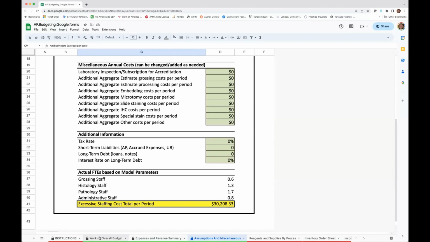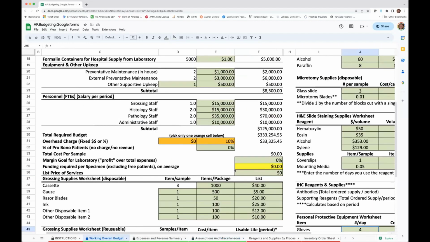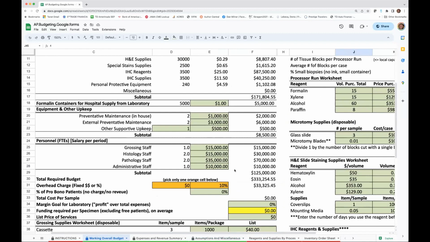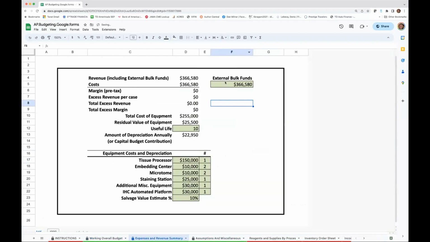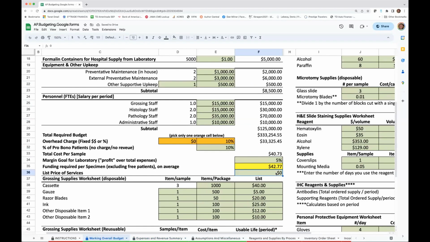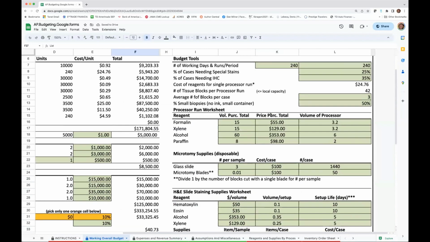So let's come back over here very briefly and look at this again. Okay, so now what I want to show you, let's say 10% of our patients don't pay. And let's say we're a private lab with a 5% margin. And let's say we don't have any external funding. All right, so we're back to our private lab, and we're going to charge $42.77 because that's our margin, right? So here we go. This is our lab. This is where we are. All the parameters are set.